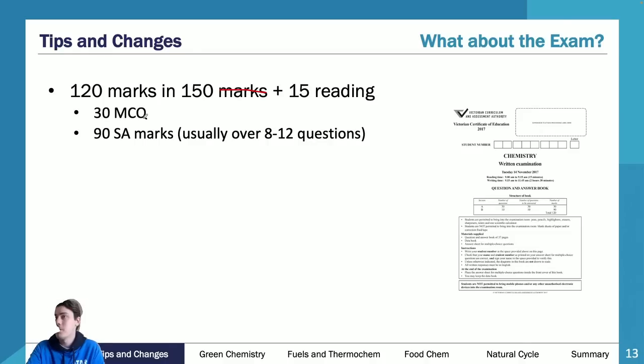There are 30 multiple choice. There are 90 short answer marks. This is usually over 8 to 12 questions. So there's 30 multiple choice questions. There's not 90 short answer questions. There is 90 marks. This is usually over 8 to 12 questions. Now, when I say 8 to 12 questions, that's like a question that has subparts. So it'll be like question 1, and then it'll have like 4 parts to it. So there'll be 4 questions within it.